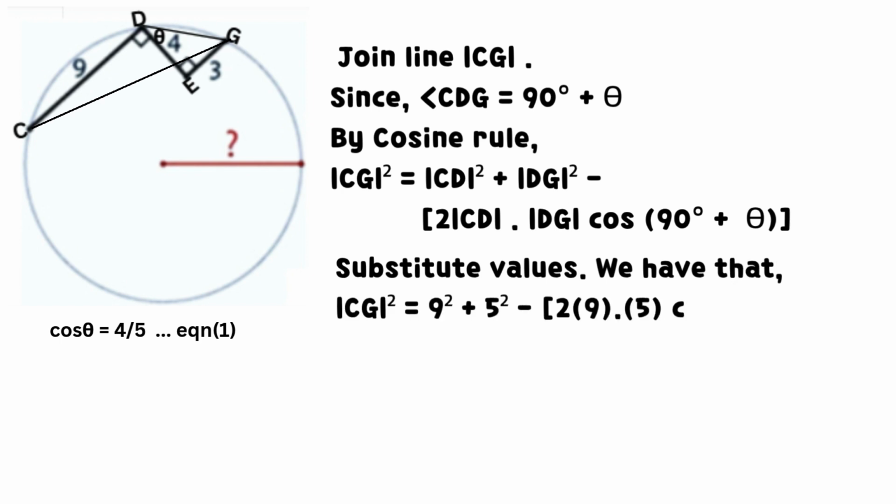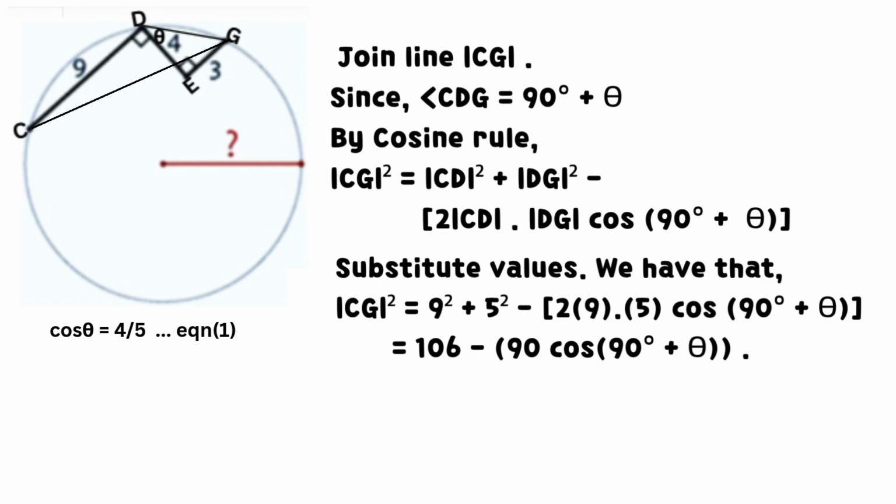Substitute values. We have that the square of CG equals the sum of the square of 9 and the square of 5 minus 2 times the product of 9 and 5 multiplied by cosine of 90 degrees plus theta, which equals 106 minus the product of 90 and cosine of 90 degrees plus theta. We call it equation 2.